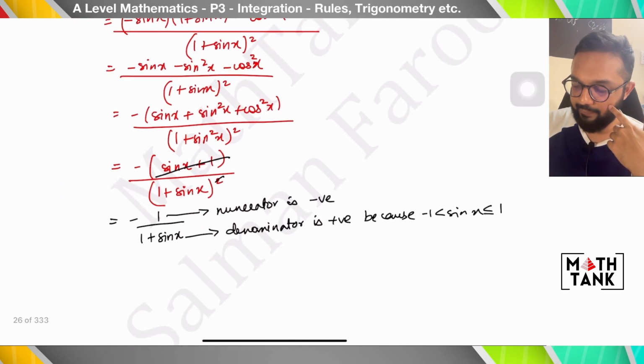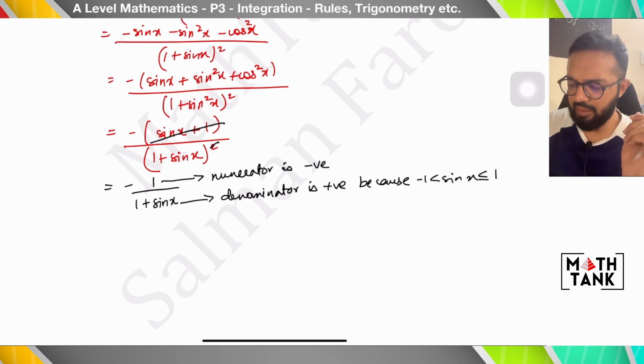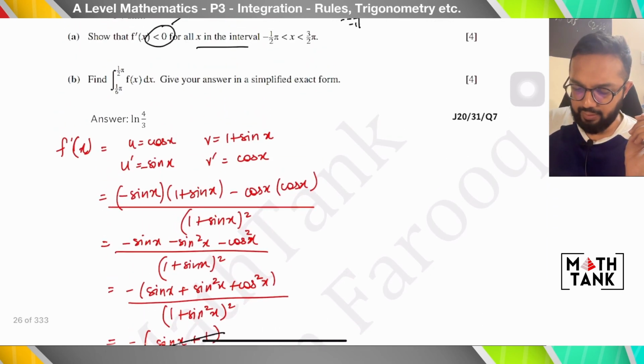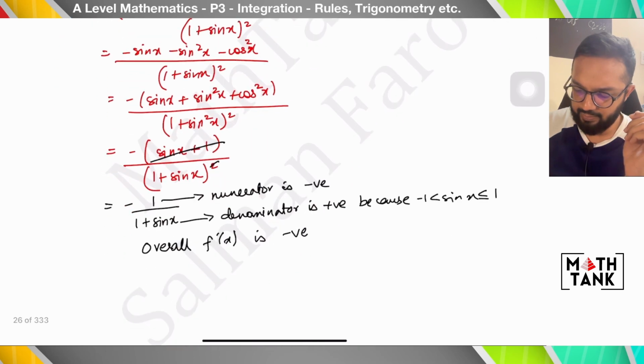Therefore sin x keeps fluctuating between 1 and minus 1, so it never becomes negative if the numerator is negative and the denominator is positive. Overall f bar of x is always negative. That's the first thing I have proved to you. Then it says find this, giving your answer in simplified exact form.